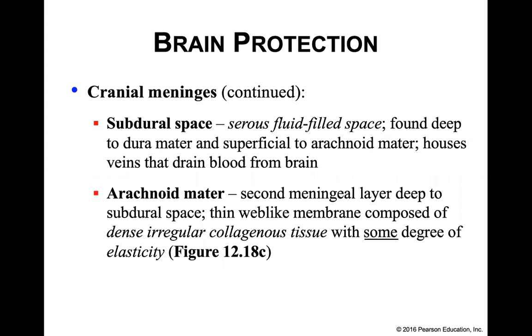The subdural space, this is a serous-filled fluid space. It's found deep to the dura and superficial to the arachnoid mater. It houses veins that drain blood from the brain. The arachnoid mater, this is the second meningeal layer that is deep to the subdural space. This is called the arachnoid mater because it's a very thin layer and it actually looks like a spider web. This particular web-like membrane is composed of dense, irregular, collagenous tissue with some degree of elasticity.